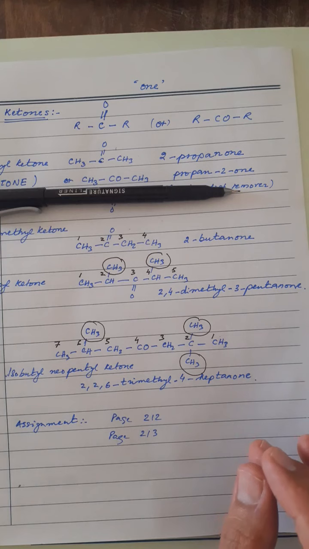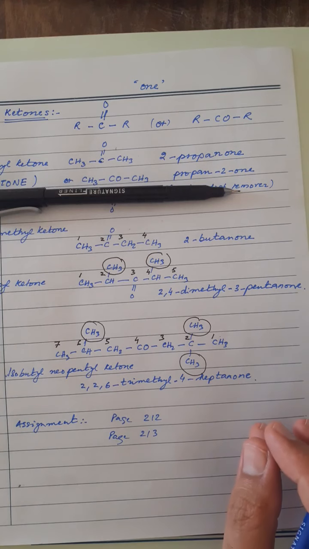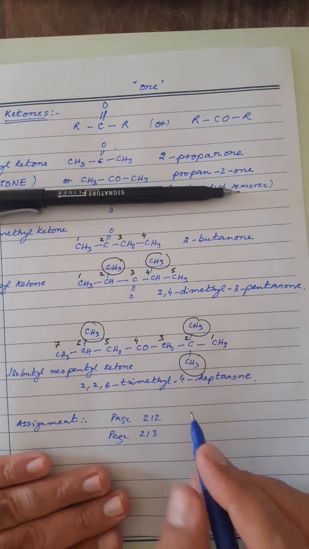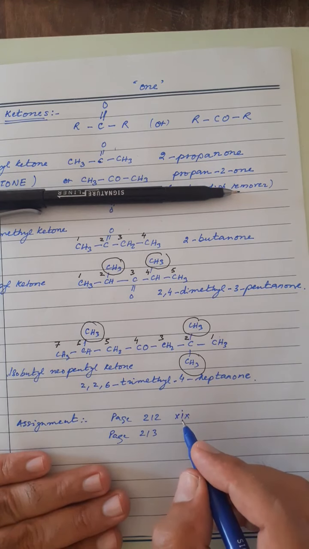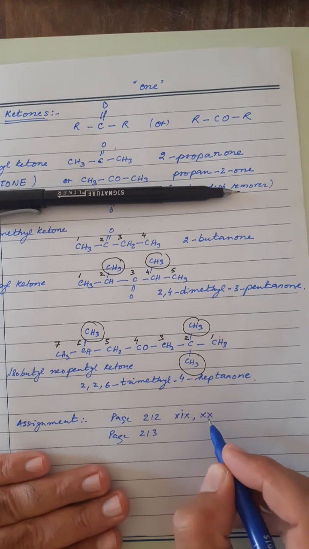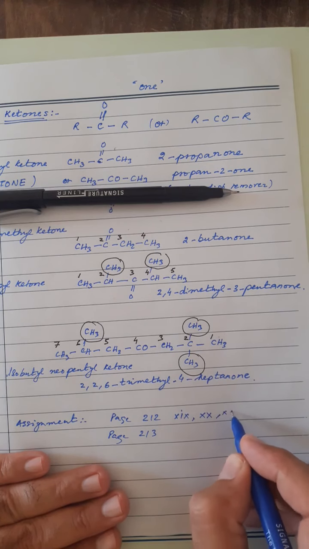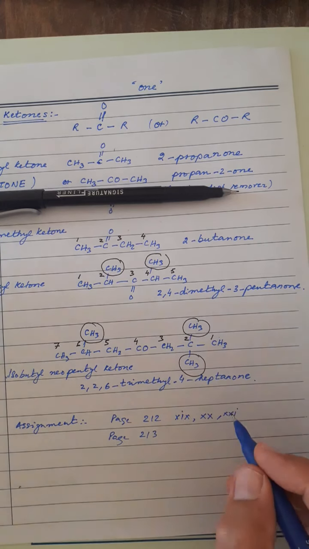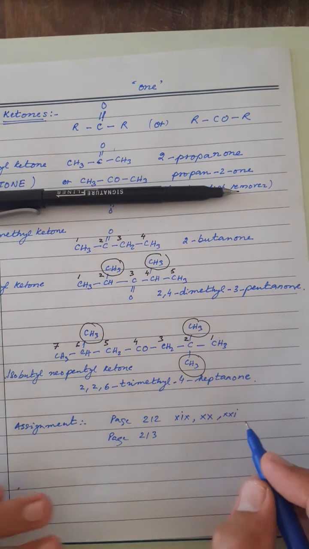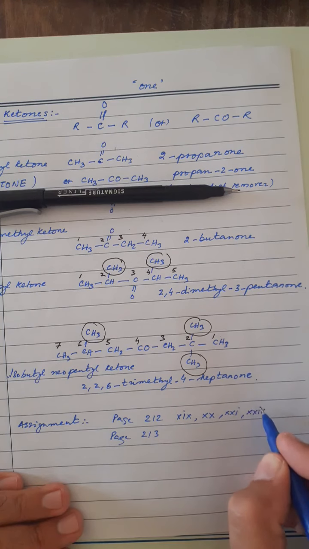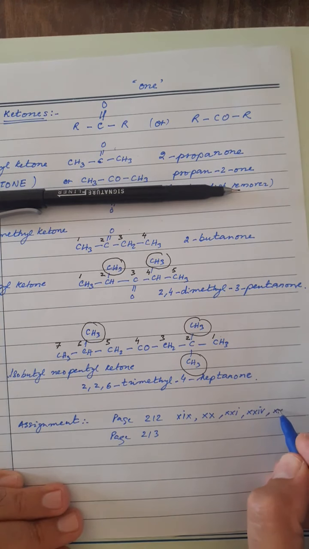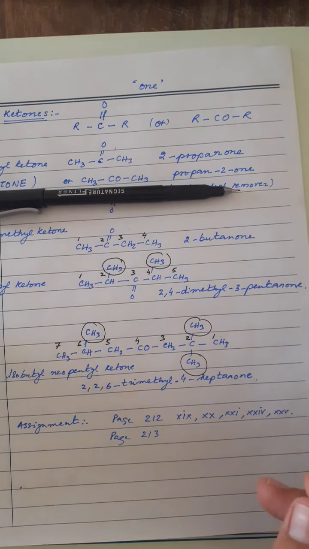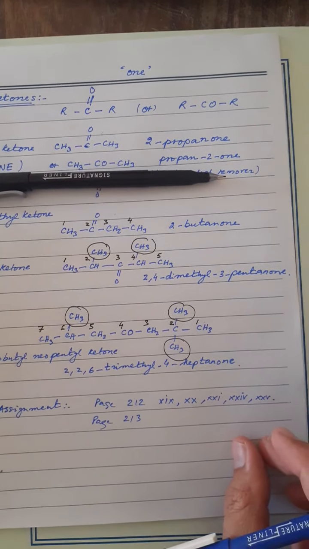So we had finished the ethers at number 18, and 19 is a ketone, and then 20 is a ketone, right? And 21 is a ketone. 22 and 23 were aldehydes, I gave you already. But 24 is a ketone, and in fact 25 is also ketone. So you have to draw their structures. Names are mentioned in the book on page 212.